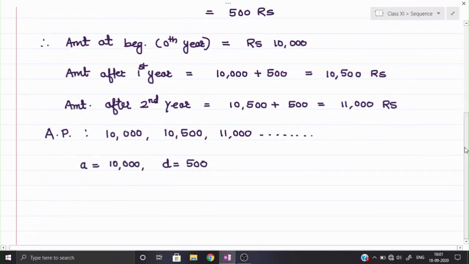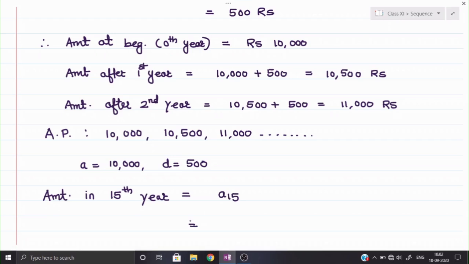Okay, this is the amount. See, 10,000 is the amount in 0th year, this is the amount in first year. Our first year is over and second year is going on. Here second year is over, third year is going on. So if we want to find out the amount in 15th year, basically we require the value of A15 only. Because in the same manner, in 15th year means 15th year is running over there.